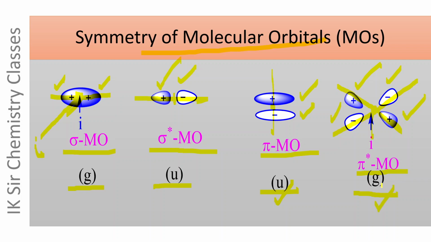Let us recapitulate again. Sigma bonding MO is gerade and sigma anti-bonding is ungerade, while the situation is reversed in the case of pi bonding MO. Pi bonding MO is ungerade and pi anti-bonding MO is gerade.